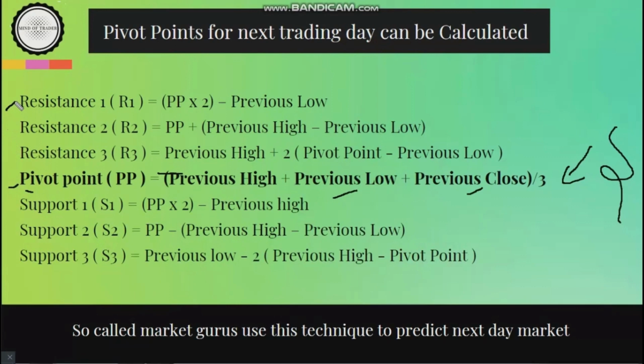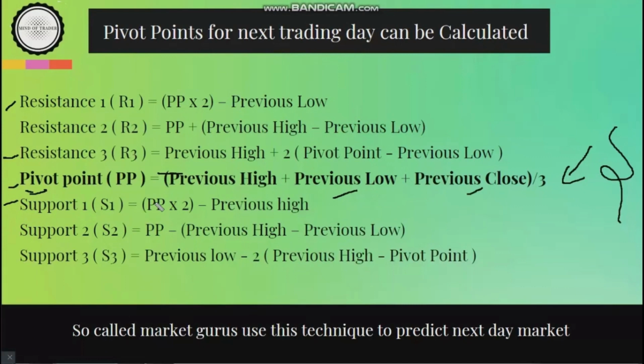And then you can start with resistance 1. This will be double of the pivot point minus previous low. Resistance 2 is the pivot point plus previous high minus previous low. Resistance 3 is previous high plus double of the pivot point minus previous low.